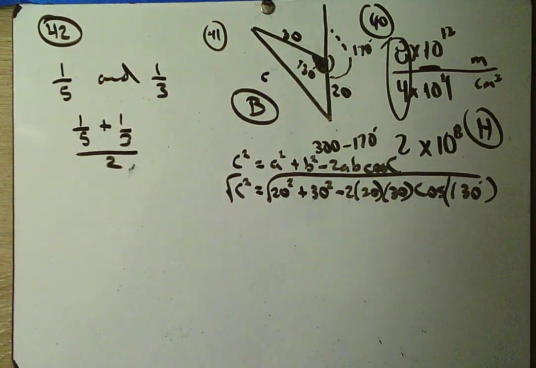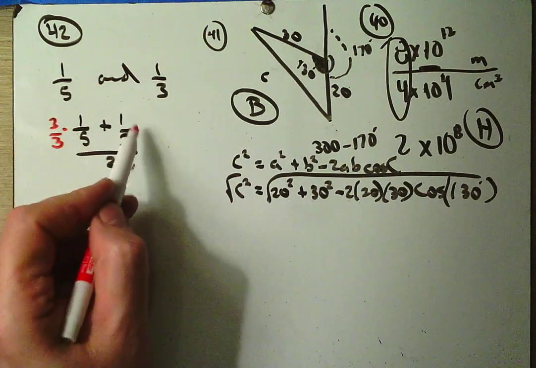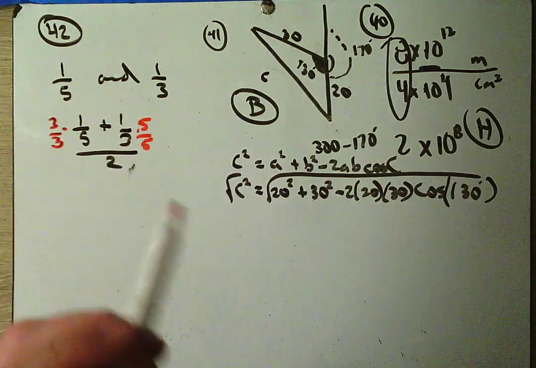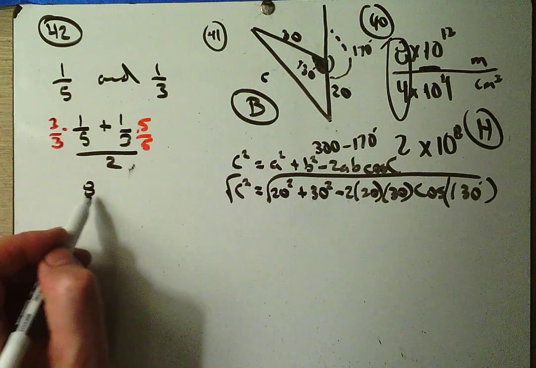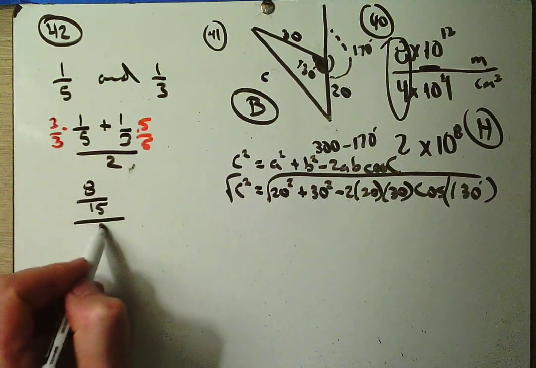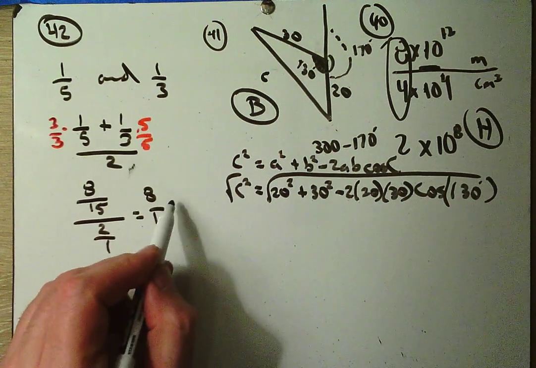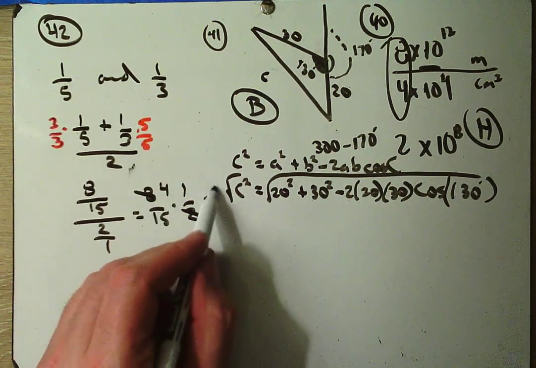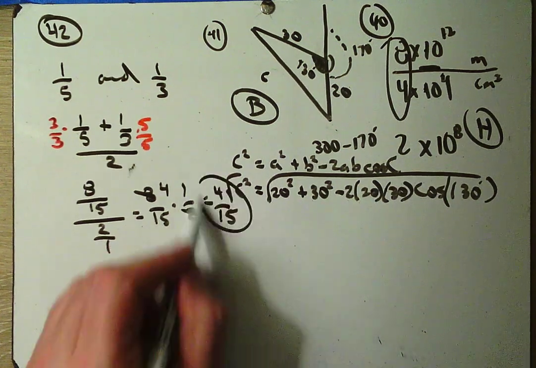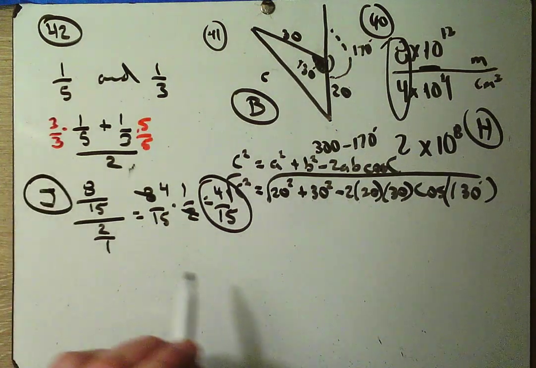Now, in order to add these fractions together, I need to make a common denominator. Here I'll multiply by 3/3, and here I'll multiply by 5/5. So I end up with 8 over 15 divided by 2 over 1. 8 over 15 times 1 over 2, which gives me 4 over 15. 4 over 15 is my answer, and that's J.